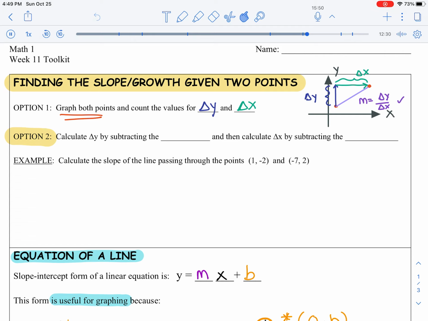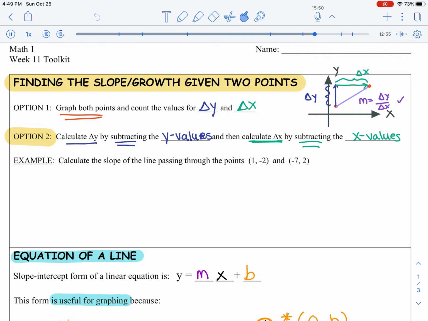I want to calculate my change in y by subtracting my y values. And then I want to calculate my change in x by subtracting the x values. So really, I'm just finding the distance in between them.